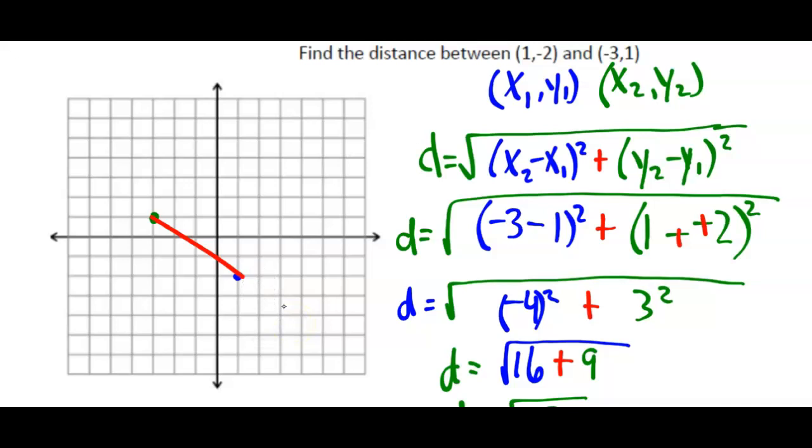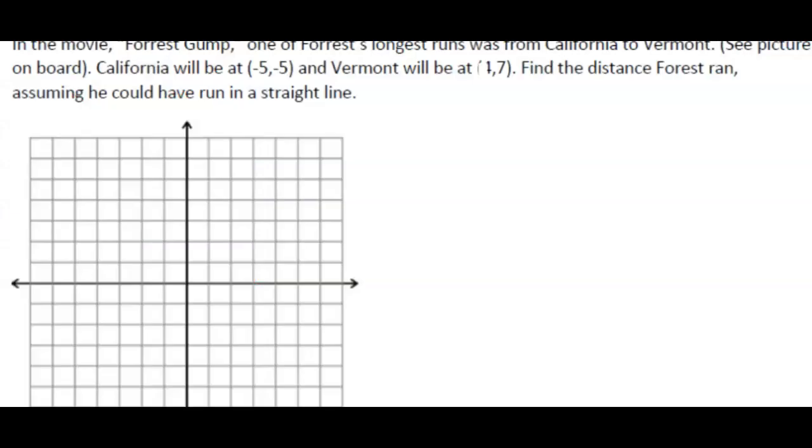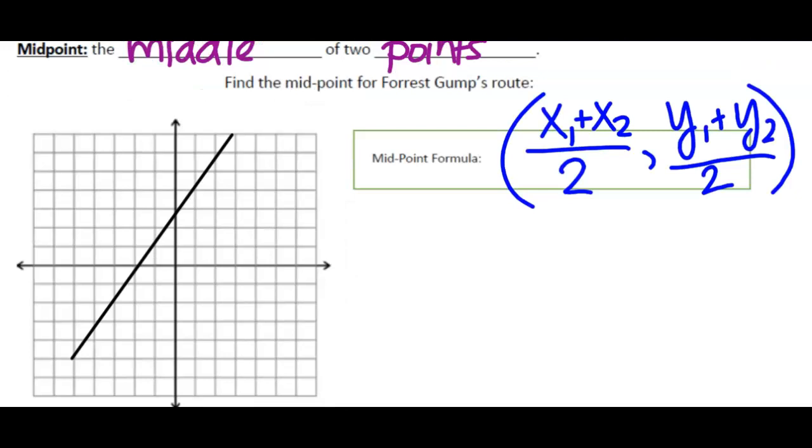and I straightened it out, this would be 5 units long. So it'd be 5 boxes, equal to 5 boxes. Okay? That's it. That's what you have to do. Plug and chug, just like before. We're going to do the Forrest Gump problem. We're going to look at a Forrest Gump problem. We're going to do that in class. We're going to learn the midpoint formula right now, and then we're going to do that.